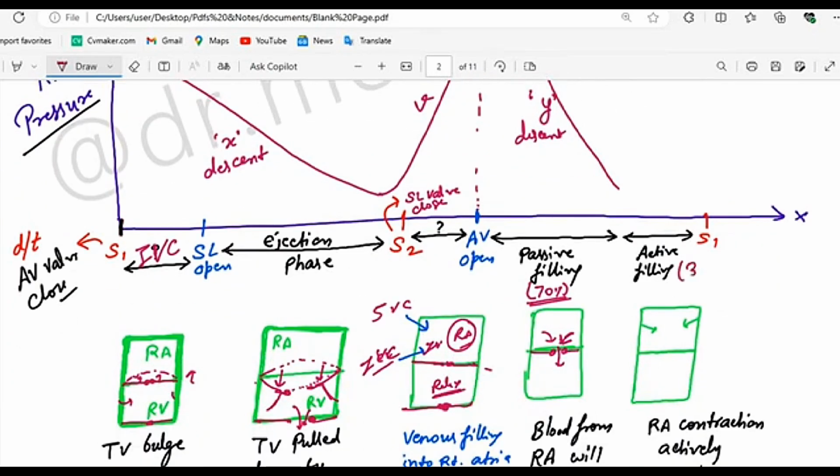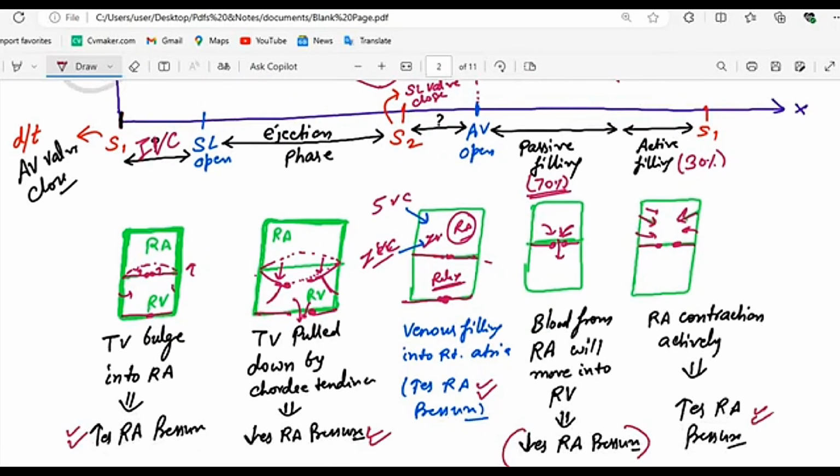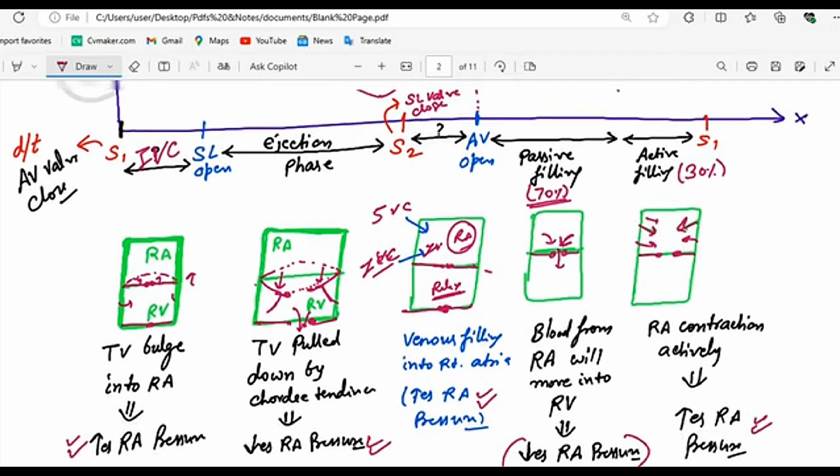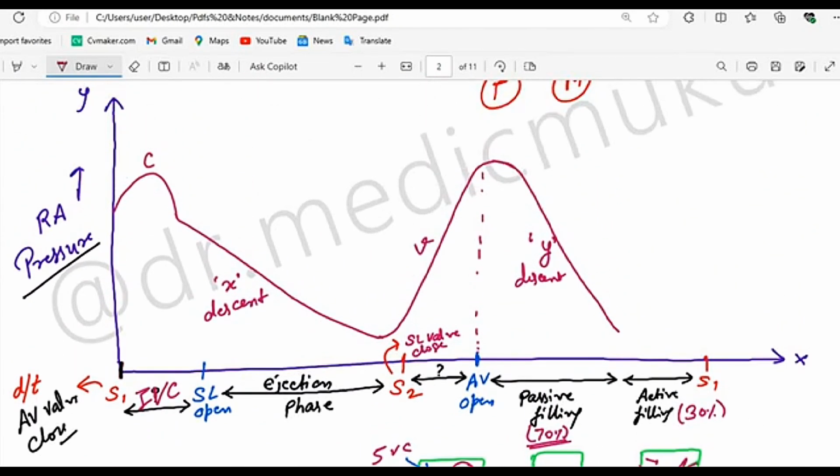Now active filling will be done, 30%. They have the remaining blood. When the remaining blood is there, the atria will try to contract. When the atria contract, they put pressure, so the right atrium contracts actively. There will be an increase in the right atrium pressure. So again we get one wave, and we call this wave the A wave.